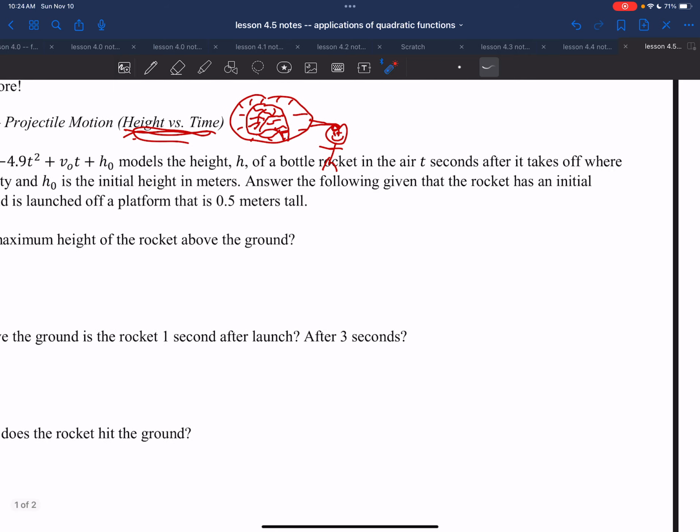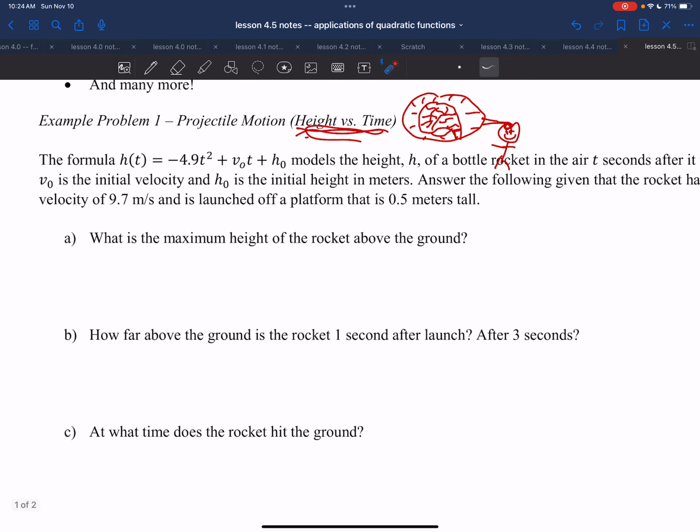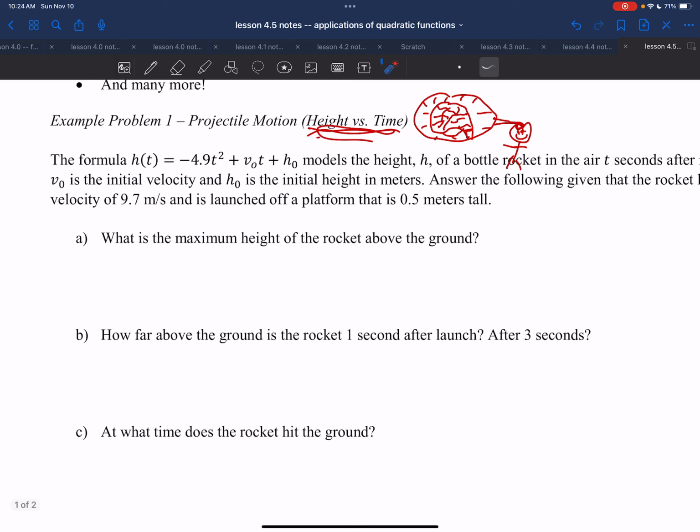Okay. Answer the following, given that a rocket has an initial velocity of 9.7 meters per second and is launched off a platform 0.5 meters tall. So, first of all, let's just label that information there. Initial velocity of 9.7, that's v naught. And launched off a platform 0.5 meters tall, that's h naught, right? That's how fast it's going at first, and that's how far the platform was up off the ground where the rocket was launched from. So it's the initial height. Okay, so part A, what is the maximum height of the rocket above ground?